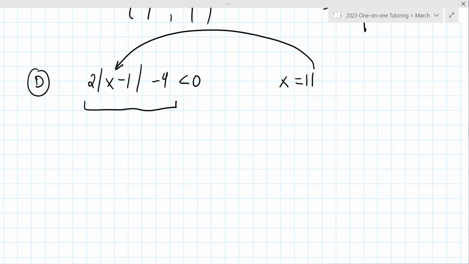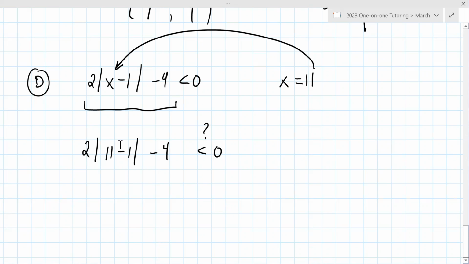Wait, am I still solving this as an inequality? No, you're getting one straight number. You're putting 11 in for x and simplifying the left side. Like 11 minus 1, take the absolute value, multiply by 2, and then subtract 4. Then it's a question: is that less than 0? Yes, that is less than 0.